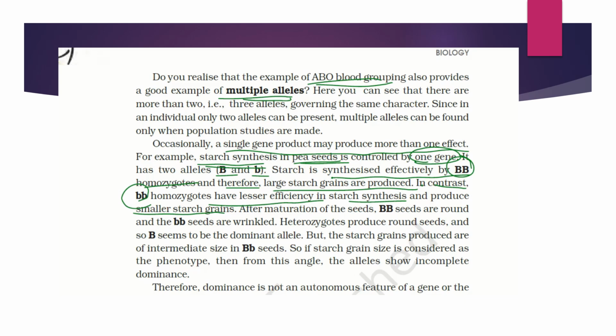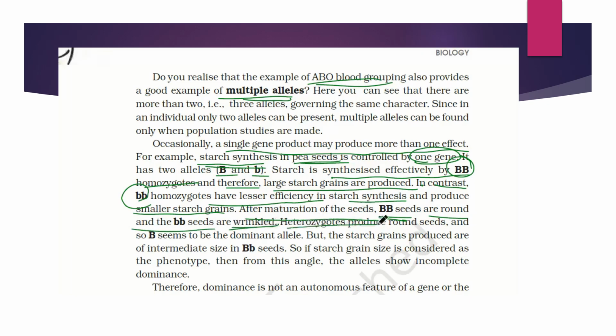But in contrast, the smaller grains, like small b, have less efficiency in synthesizing starch. So that one gene is producing the starch synthesizing enzyme. After maturation of the seeds, BB seeds are round and bb seeds are wrinkled.